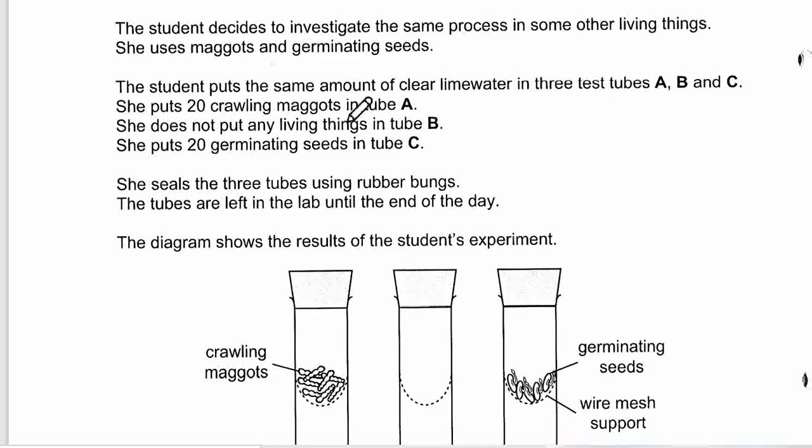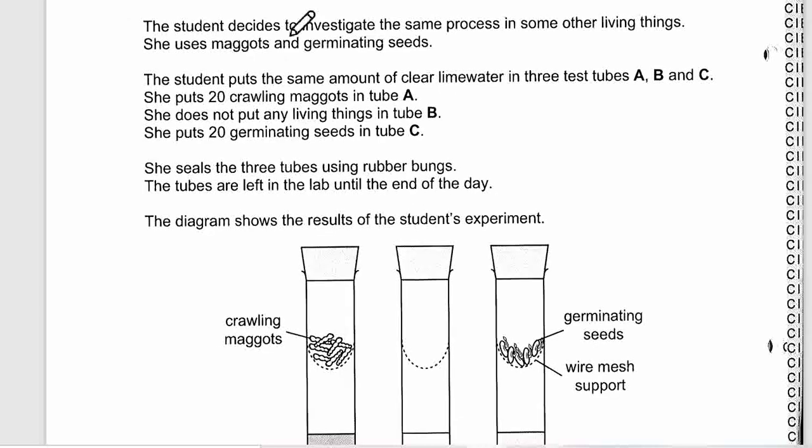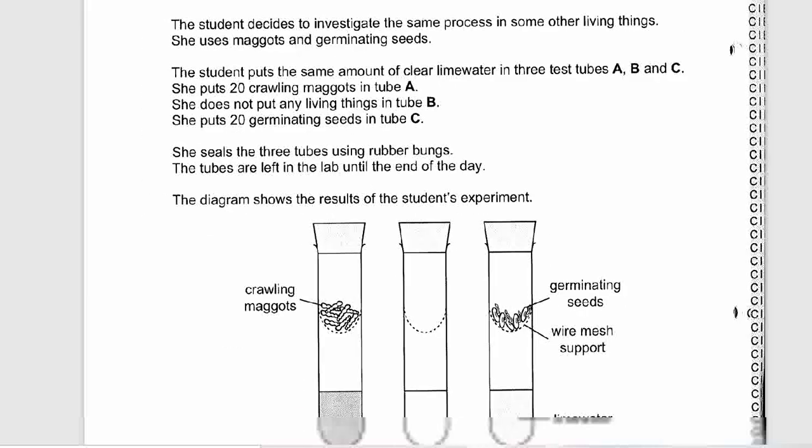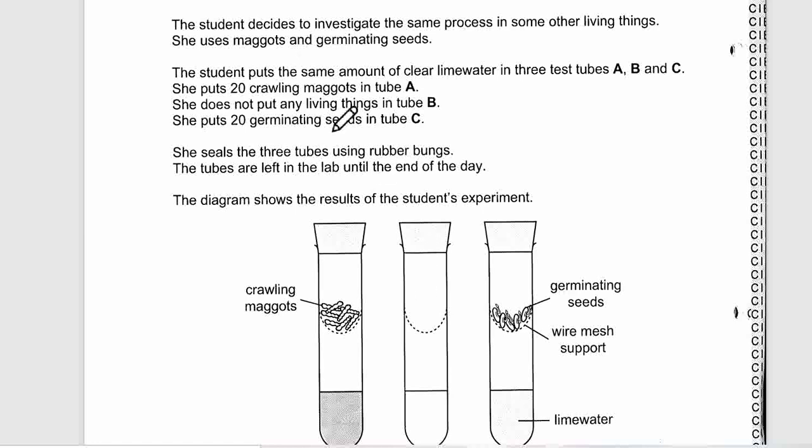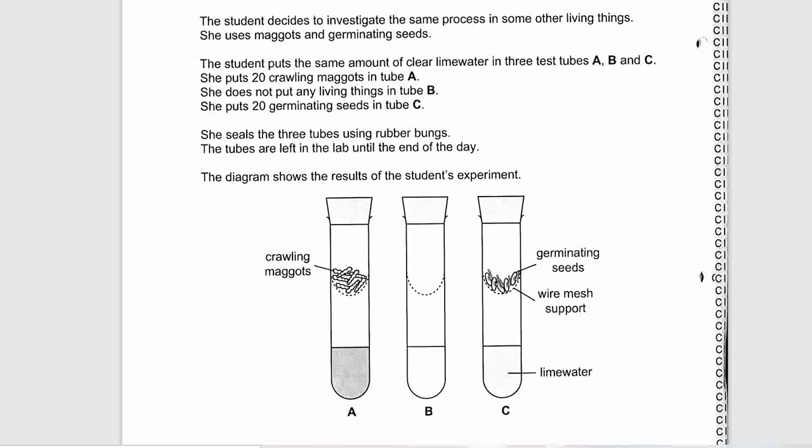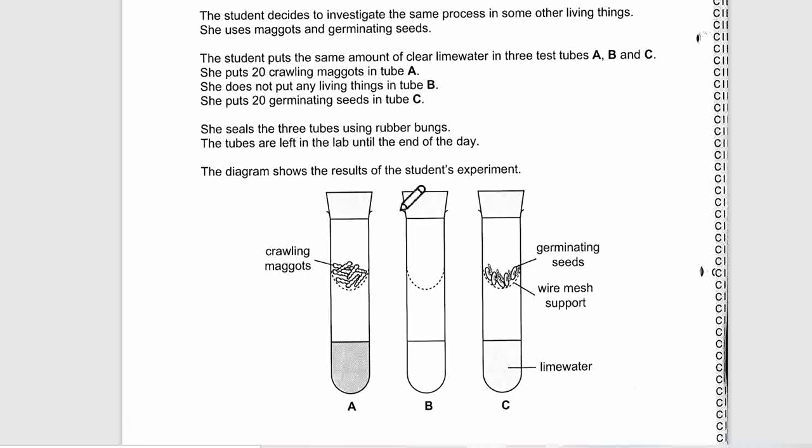The student decides to investigate the same process in some other living things. She uses maggots and germinating seeds. The student puts the same amount of clear lime water in the 3 test tubes A, B, and C. She puts 20 crawling maggots in tube A, and she does not put any living things in tube B. And she puts 20 germinating seeds in tube C. There's a wire mesh support in each. She seals the 3 tubes using rubber bands. The tubes are left in the lab until the end of the day. This is the lime water.